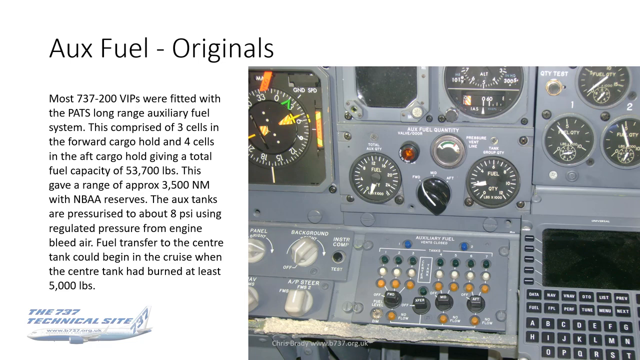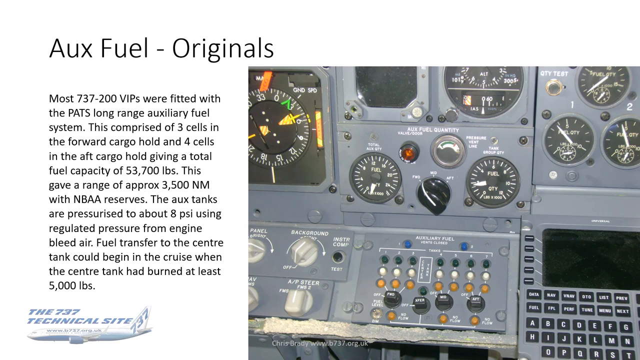With the full 7 tanks, you've got a total fuel capacity of an impressive 53,700 pounds. Not sure what that is in kilos, probably about 20 odd ton. I don't know how far you would get, or how much payload you could carry with that much fuel, but the range was 3,500 nautical miles with full reserves, which is quite impressive.